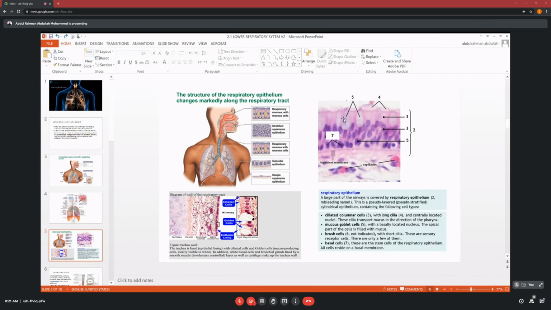Then we talk about the goblet cells. These are the goblet cells, glands secreting. This is the secretion of mucus going out from the goblet cells. These are the brush border cells, with cilia.